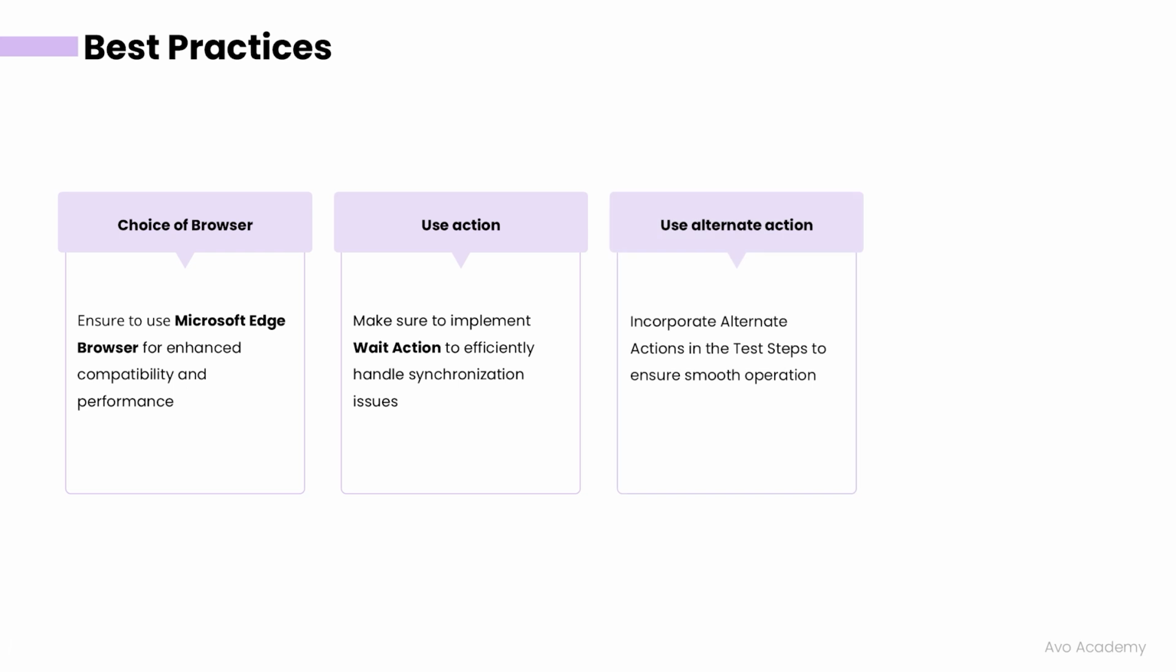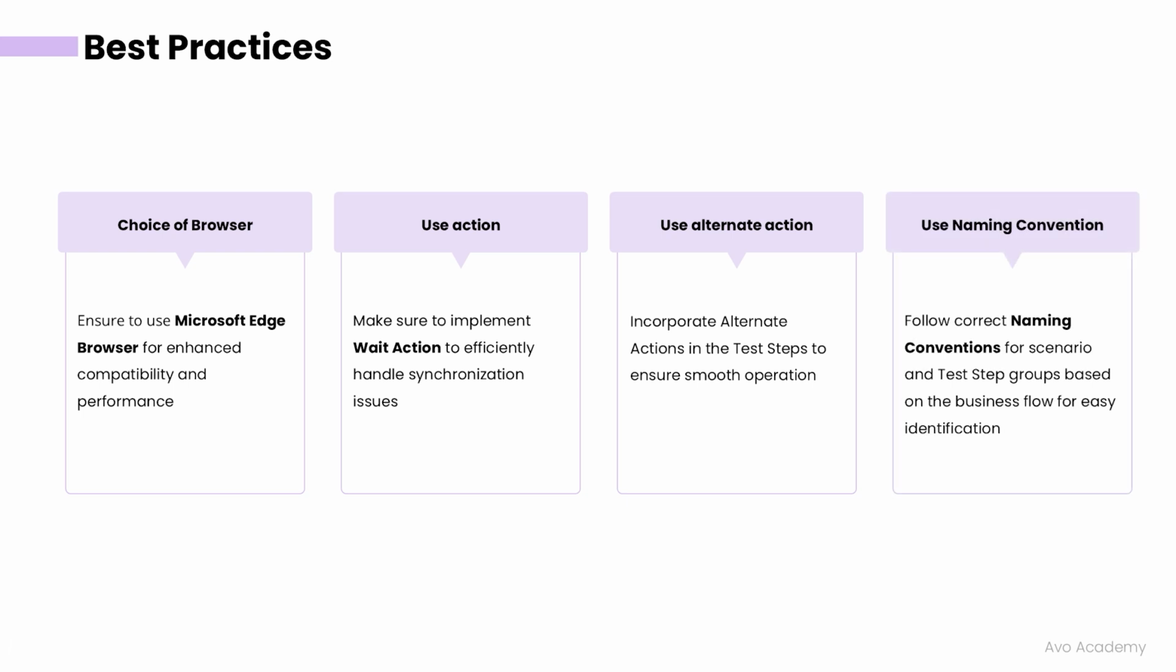For example, users may use send function keys instead of relying solely on click action to perform an operation on any screen element. Ensure to follow right naming conventions for all the scenarios and test step groups based on the business flow to easily find and identify them from the repository.